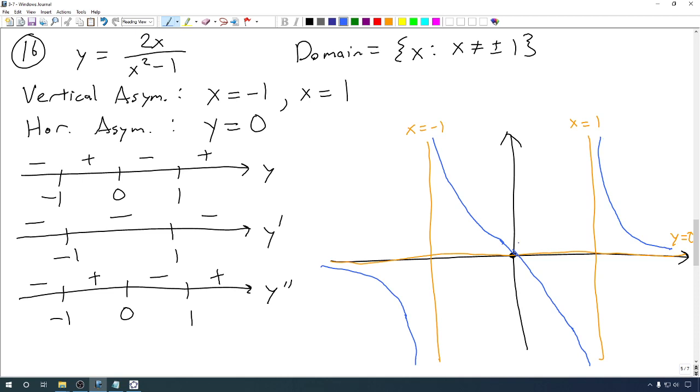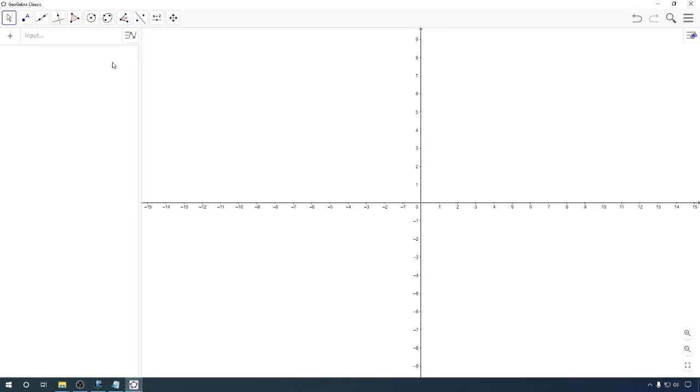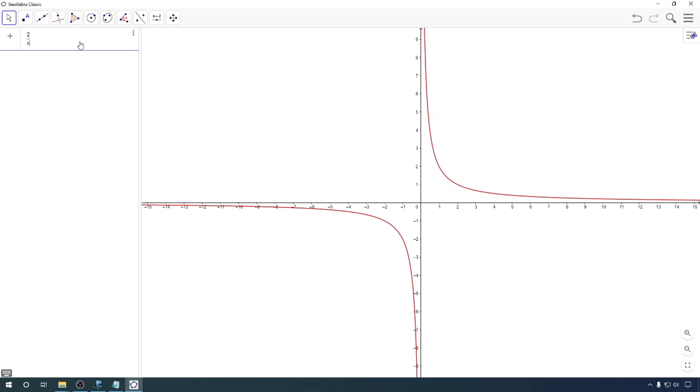Maybe I didn't draw this middle part quite right. Maybe I should have emphasized the concavity a little bit more, but at least we got quite a bit of information about this particular curve. We got an idea of what this thing looks like. Of course, we can go ahead and compare with the actual graph of it if we go ahead and use GeoGebra for this.